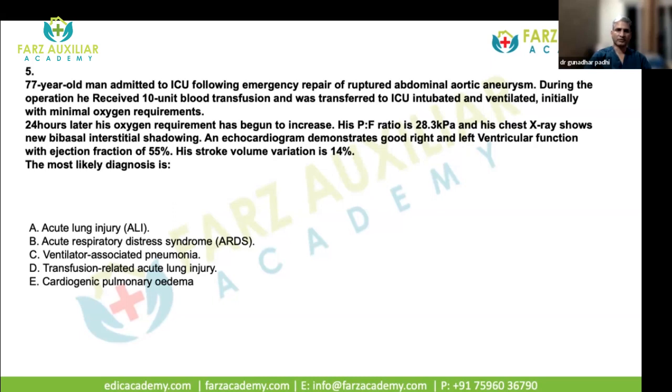So the options for the most likely diagnosis are acute lung injury, ARDS, ventilator-associated pneumonia, transfusion-related lung injury, and cardiogenic pulmonary edema. So let's go one by one. The first thing is acute lung injury and transfusion-related acute lung injury. If you see, transfusion-associated acute lung injury basically happens within 6 to 8 hours of the massive transfusion. But this patient actually developed the symptoms after 24 hours. So here the timeline is very, very vital.